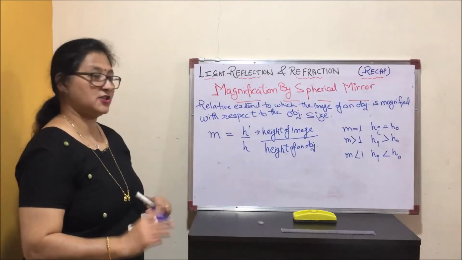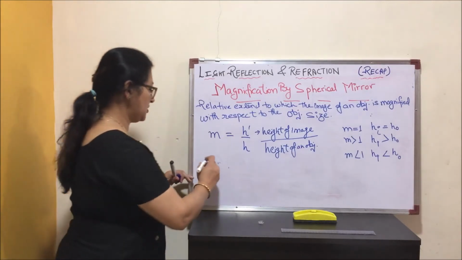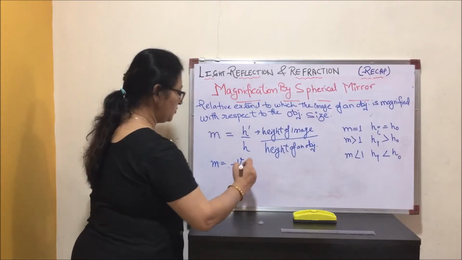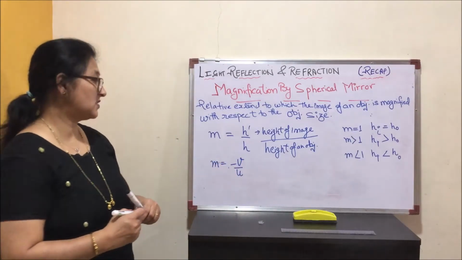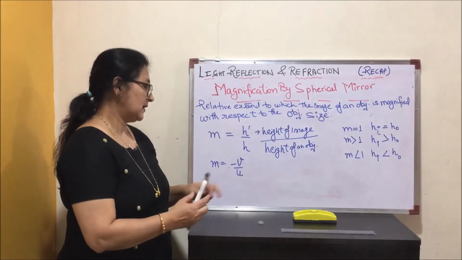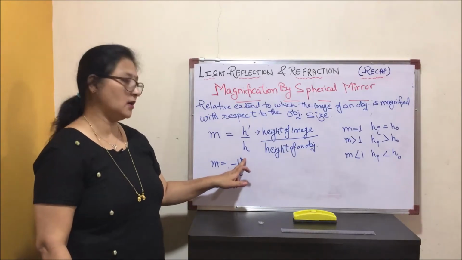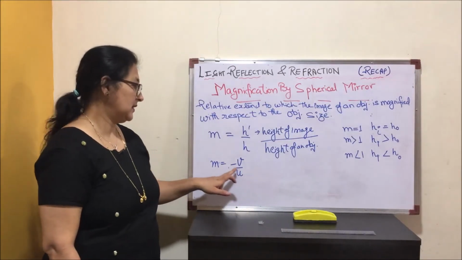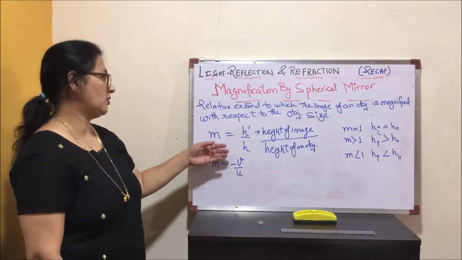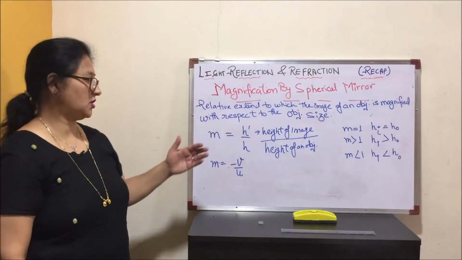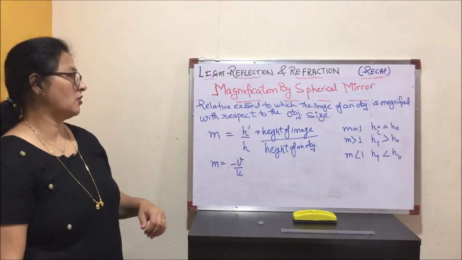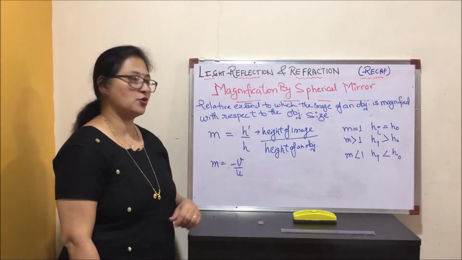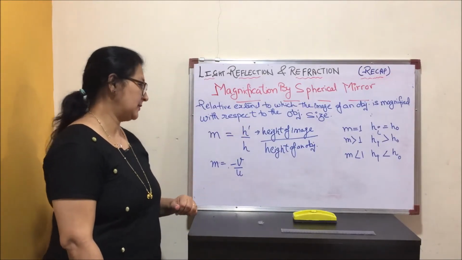So h dash upon h. There is one more formula, which is magnification is equal to minus v upon u. Minus v upon u. v is the distance of the image from the mirror, upon u, the distance of the object from the mirror. This is a negative quantity. Now you can write down the definition: the magnification of a spherical mirror is the ratio of the height of the image to the height of the object, right?